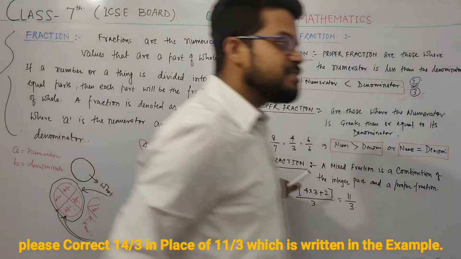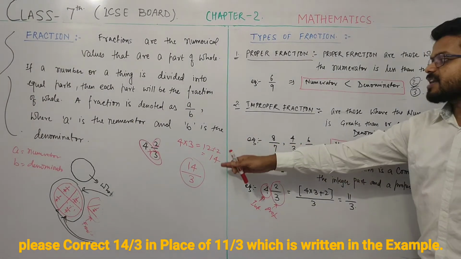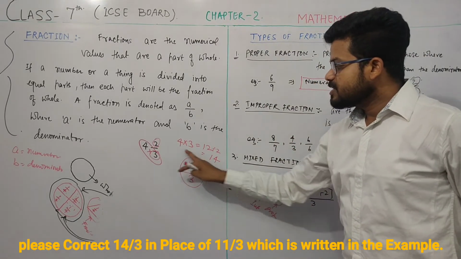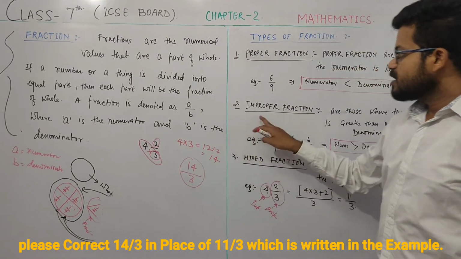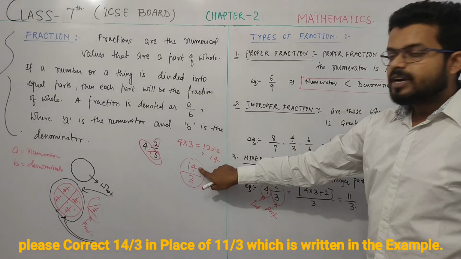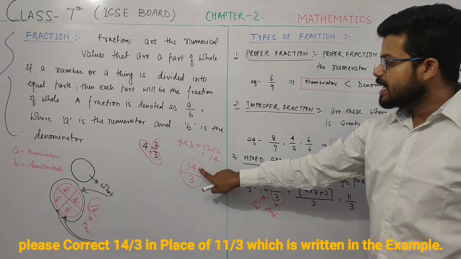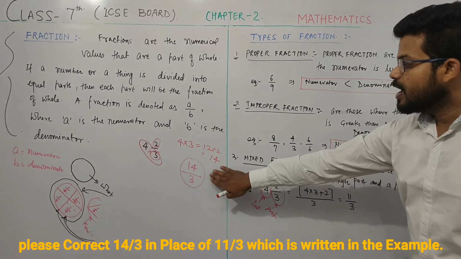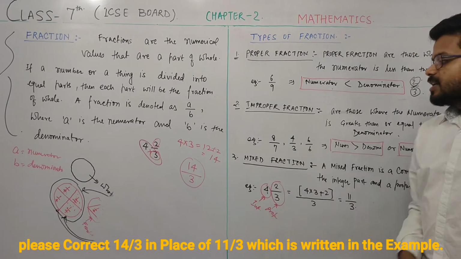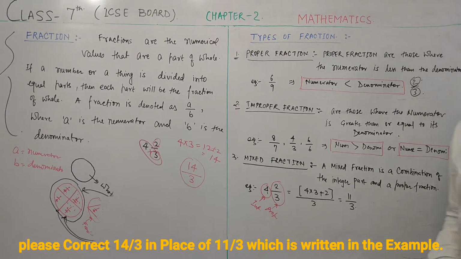Whenever we get a mixed fraction and convert it into a fraction, the fraction that comes out is always an improper fraction. Here this is 14 by 3. 14 is the numerator and the numerator is greater than the denominator. So I say that this is an improper fraction. So this is the mixed fraction.